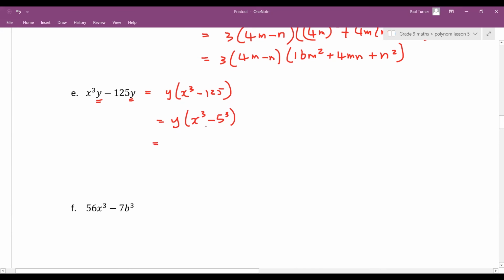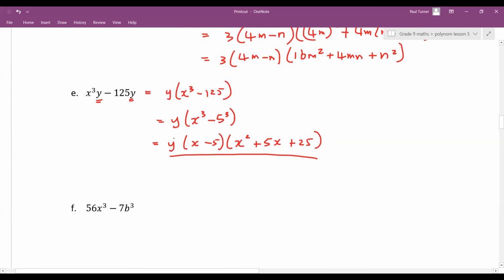So that's your basic form for the difference of cubes. So y, x minus 5. Bring the sign down, same. And then we go to opposite: x squared plus 5x plus 25. I kind of skipped some of the steps there, but that's your final answer.